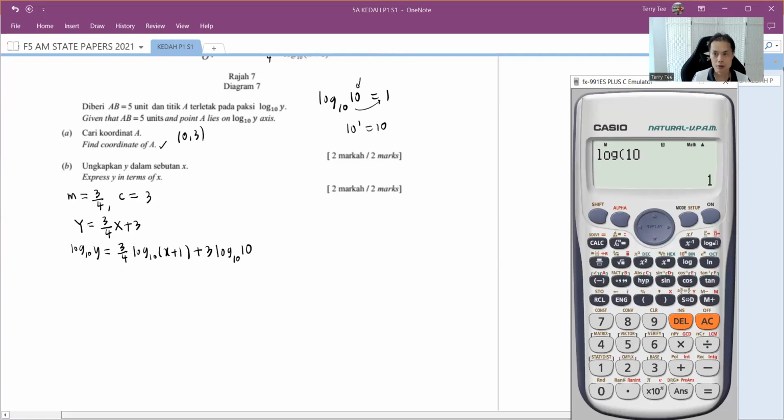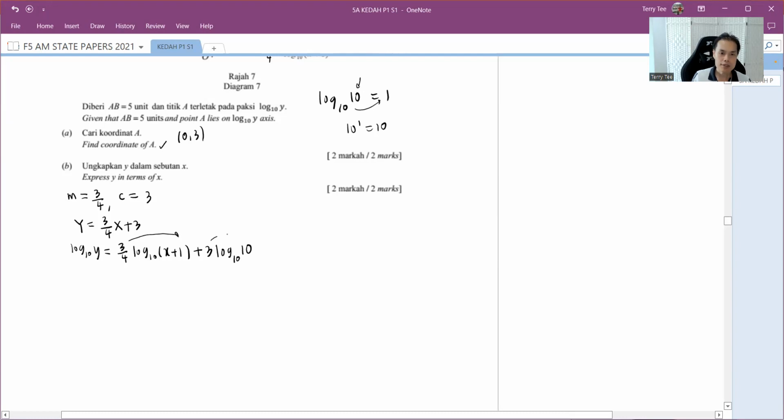There you go. It's always 1. Now, next, we can bring the power up. Transfer the power up. So when you bring the power up, this is x plus 1 power 3 over 4, whereas this is log 10, 10 power 3, which is 1,000. Now in logarithm also, you want to call this the third law of logarithm, log a x to the power n, we can bring it in front.